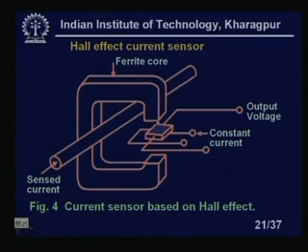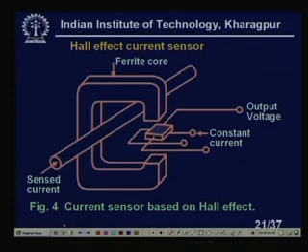What is the gap? You see, it is not continuous; there is a gap. Inside that gap, we put the Hall device. Why this gap? To concentrate the magnetic field, and this magnetic field depends on the current which is flowing. It does not depend on the ferrite core only, but on the current flowing through the line. So B will change if the current changes, so the output voltage will change. So the output will be calibrated in terms of the sensed current.